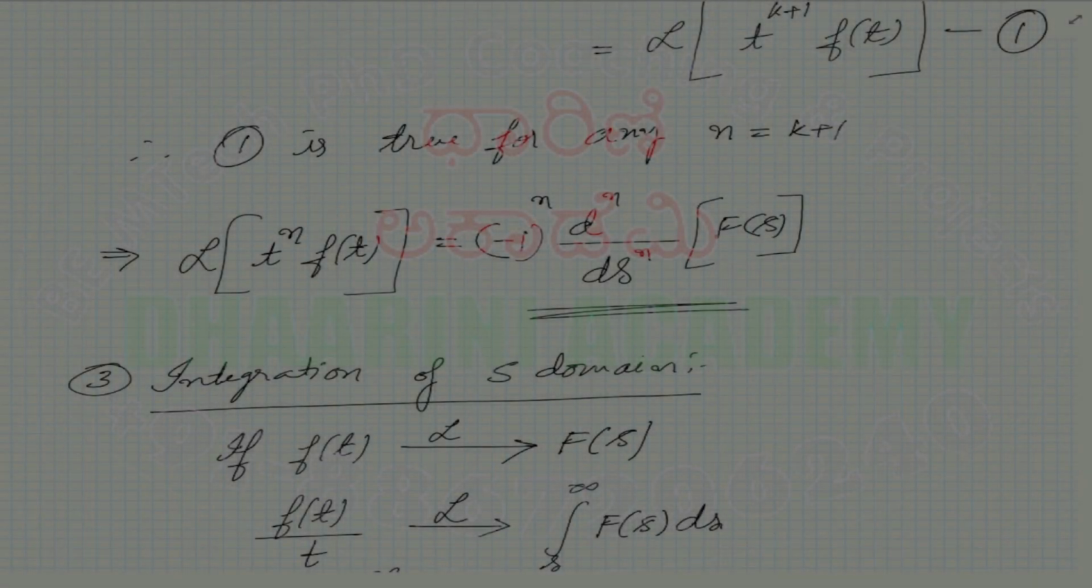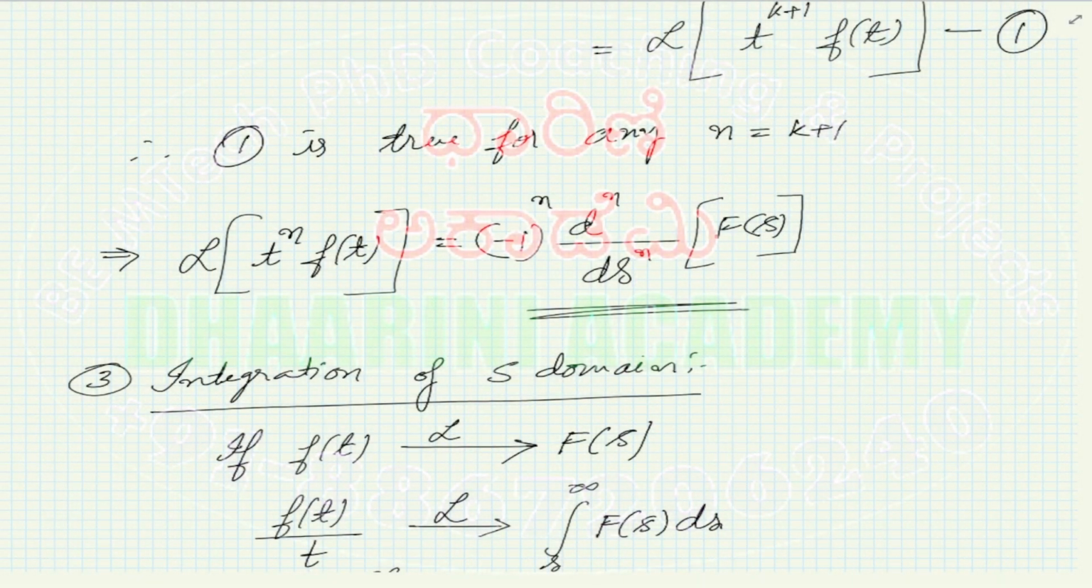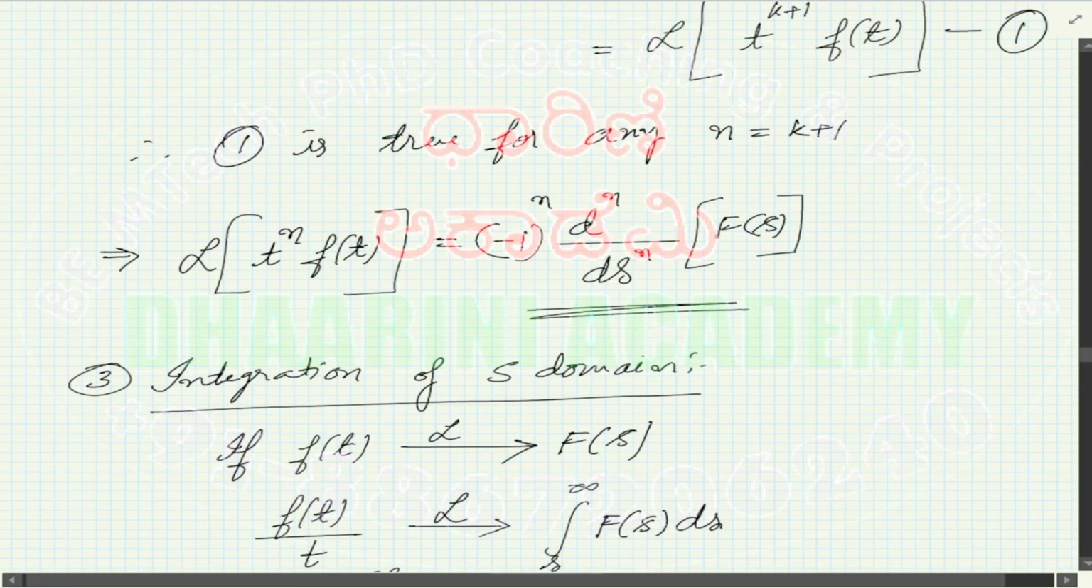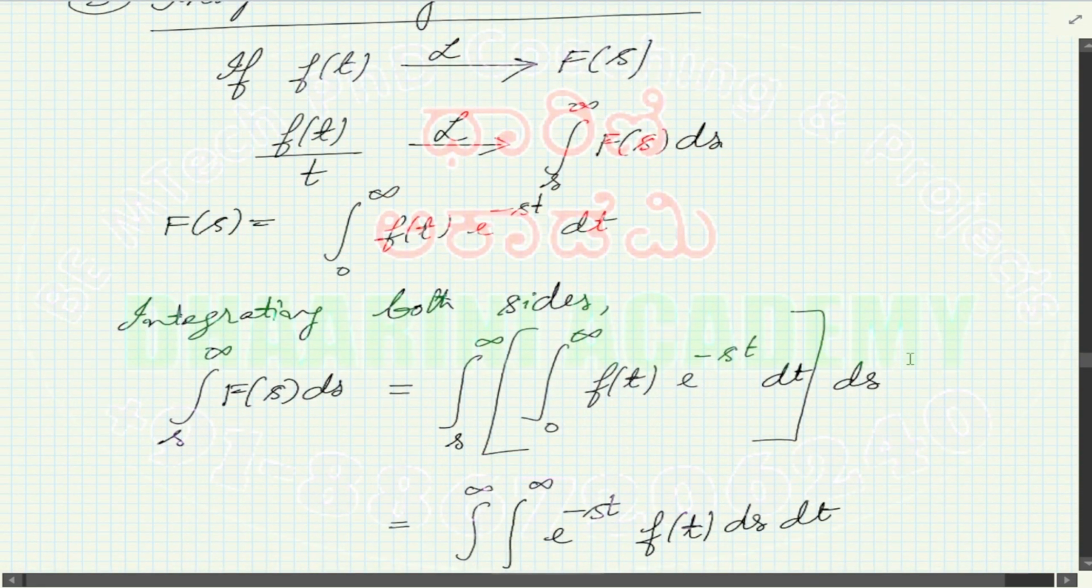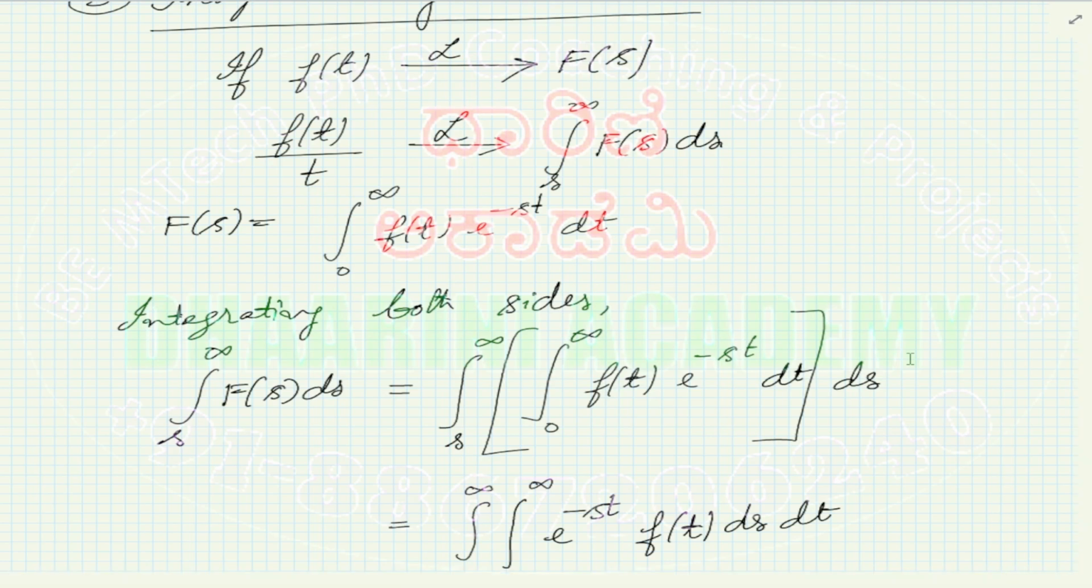Okay, continuing the properties of Laplace transform. The next property is the integration in S domain. This is the statement of the property. We know f of t has a Laplace transform f of s. Then I divide the function in time domain by the variable t. So f of t by t will have its Laplace transform integration s to infinity f of s ds. So if you divide the function by t, I have to perform integration on the other side.